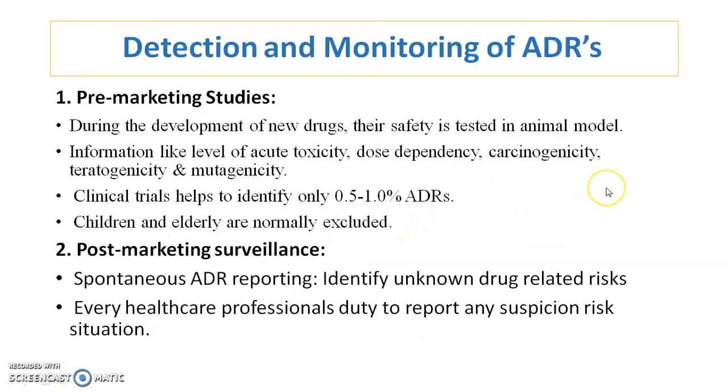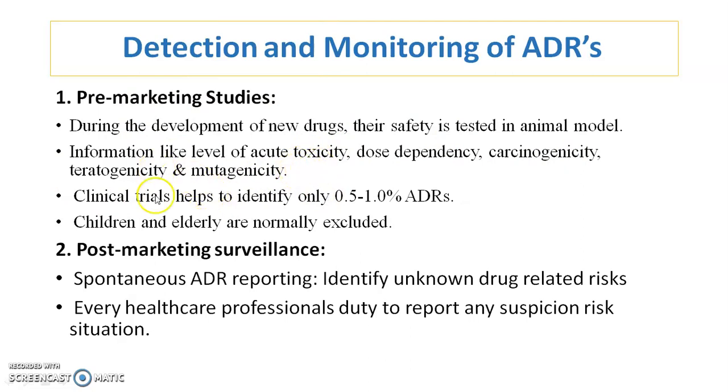So finally, we need to understand how to detect as well as monitor ADRs. How do you detect them? We can detect ADRs by doing pre-marketing studies. You might know that during the development of any new drug, safety is tested in animal models, and information like level of acute toxicity, dose dependency, carcinogenicity, teratogenicity, and mutagenicity will be studied, but not much data is taken from the pre-marketing studies.